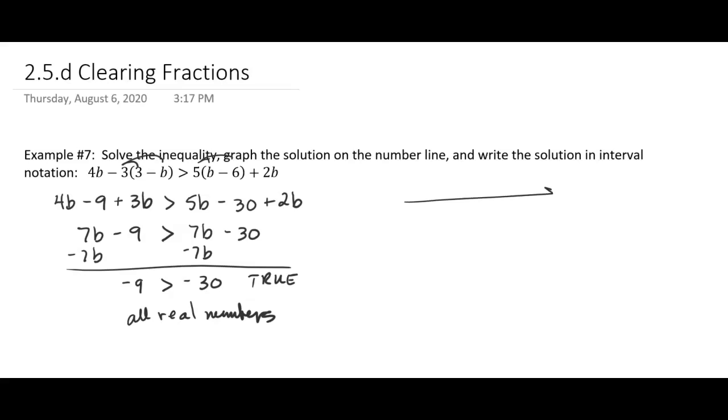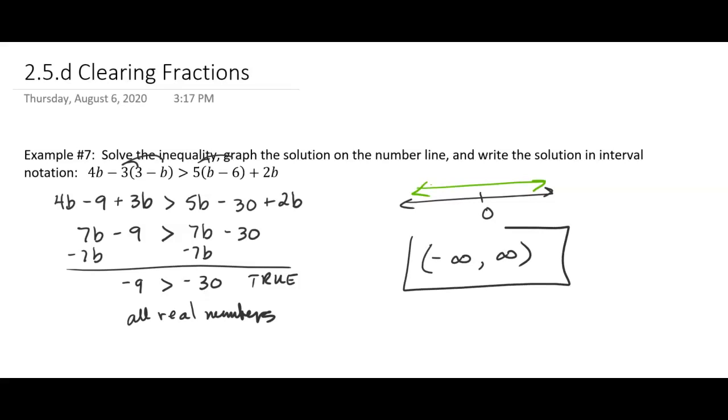For the graph, here's 0, and the graph is going to be all real numbers. So, you know, it's the whole real number line. That says all real numbers, okay? That's the graph. Now, what does the interval notation look like? It goes from negative infinity to infinity. So this means the solution is all real numbers. And that's what we're going to be looking for with that interval notation. So this comes up in the future lots of times. We want to represent all real numbers, and so we do that with negative infinity to infinity.